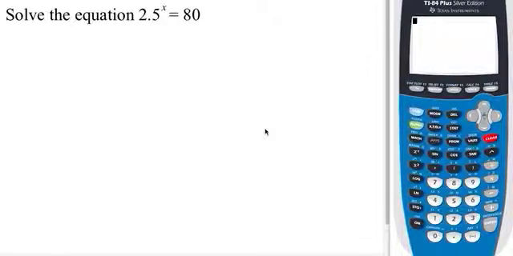This is just a quick lesson on how to use your graphic calculator to solve exponential equations. So we're going to look at two problems just quickly, and then hopefully that will be enough for you to feel confident about getting out there and solving some on your own. So here's the first one.